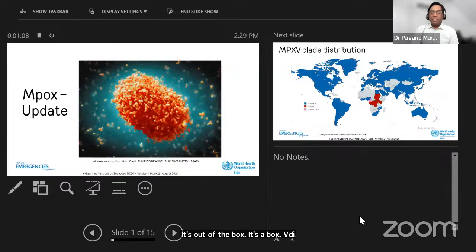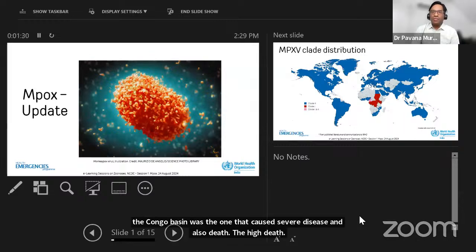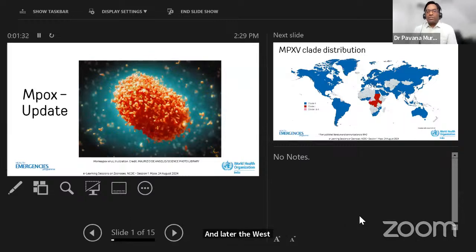Initially, there were two basic strains: the Congo Basin strain and the West African strain. Originally, the Congo Basin strain was the one that caused severe disease and high mortality. Later, the West African clade also reached many countries across the world. That led to the 2022 outbreak.